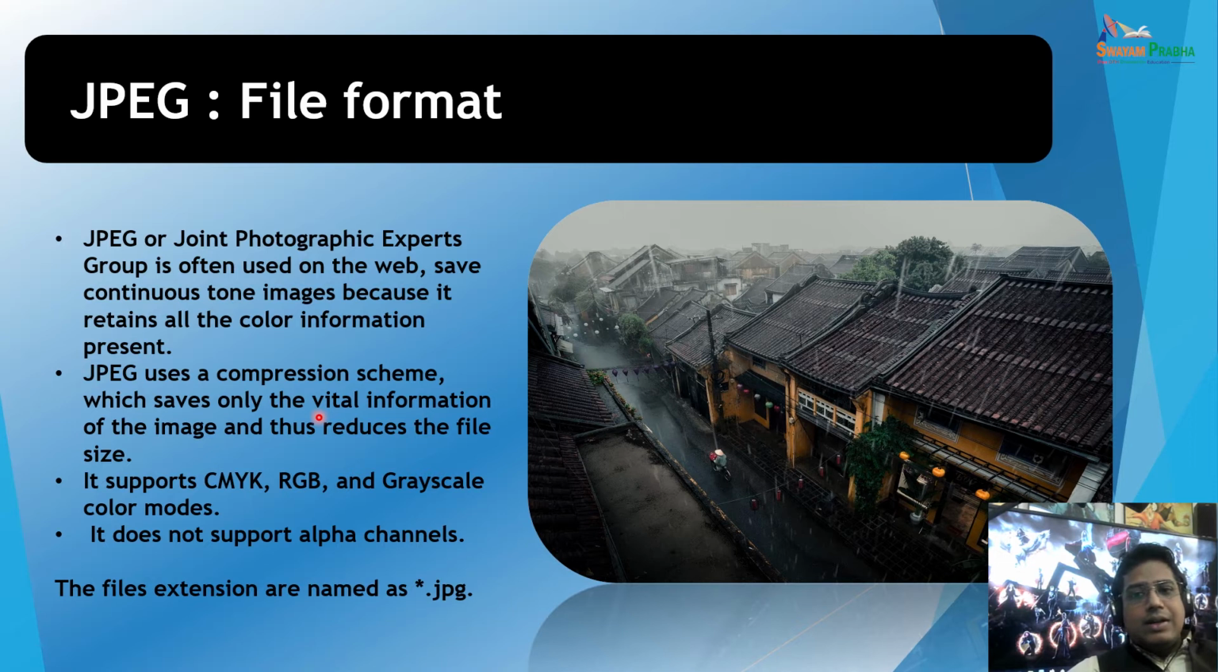Next, JPEG supports the CMYK color model, and it also supports the RGB color model, red, green, blue. CMYK is cyan, magenta, yellow, and K stands for black. It also supports the grayscale color model, right? But the major problem with JPEG is what? It doesn't support the alpha channel.